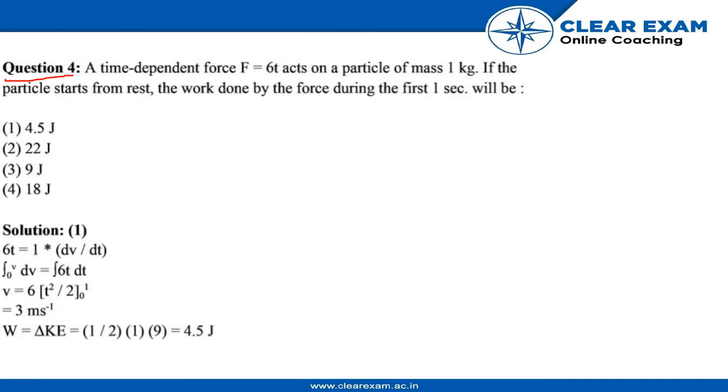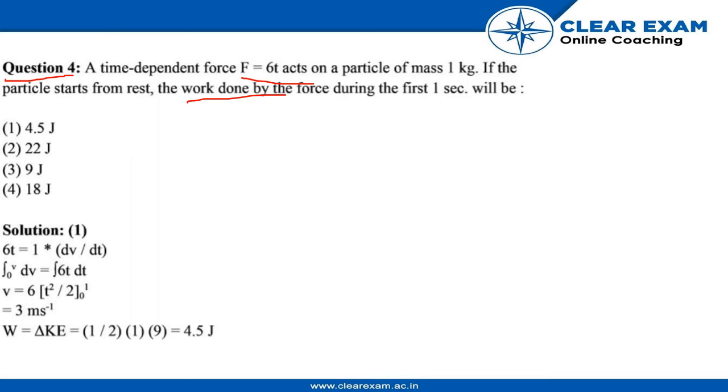The question says a time-dependent force F equals 6t acts upon a particle of mass 1 kg. If the particle starts from rest, the work done by the force during the first second will be... So we have to find work done, which will be equal to 6t equals 1 into dv by dt.